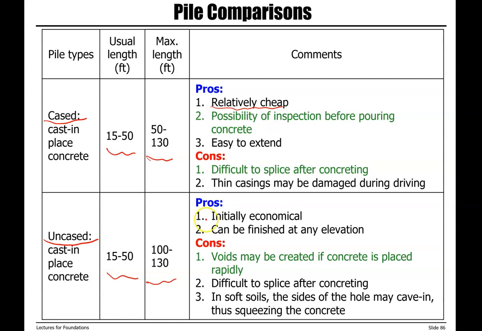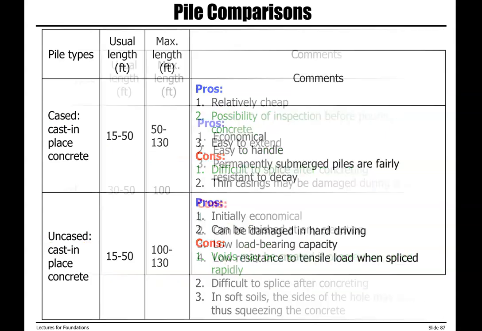Uncased, it can be cheap at the beginning and it can be finished at any elevation, but since we don't have anything around the concrete that we are pouring, it allows voids to get into the concrete and it can have a negative impact on the strength of concrete. It's difficult to splice after concreting. In soft soils, the sides of the hole may cave in and squeeze the concrete that was placed.